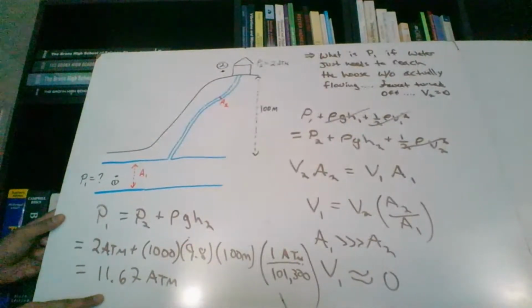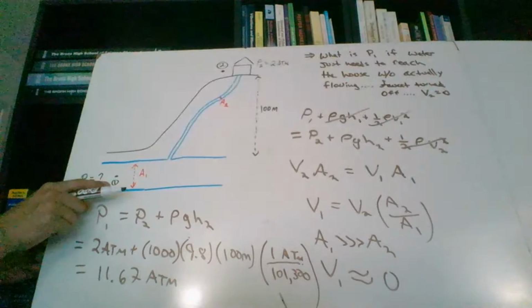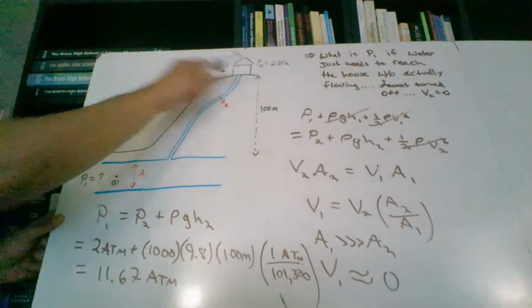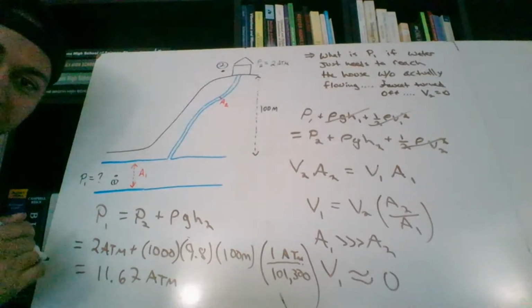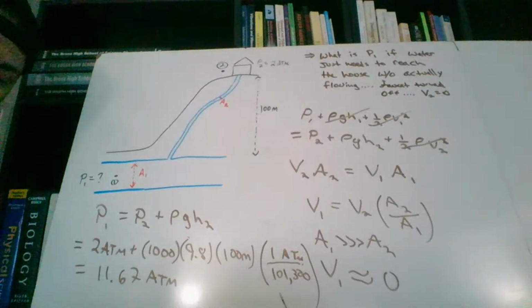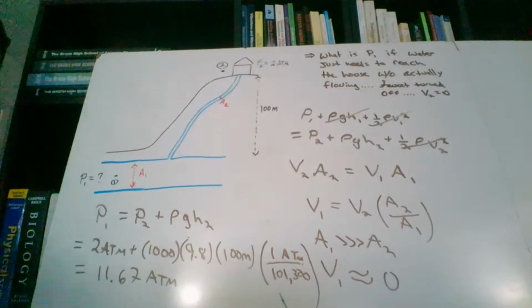So that's how much pressure is needed down here in order for the water to be right there. So that's when the faucet is off. But, you know, this is Helen's house we're talking about. The faucet's obviously going to be running.